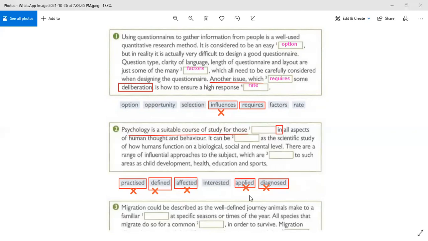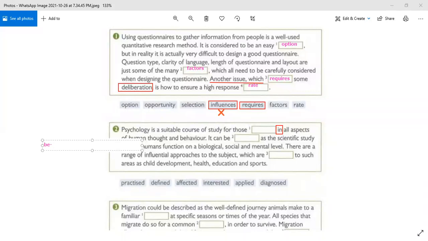Okay, now let's have a look at the second. Second gap. It can be dash. Now, there is a grammar point: be. So what type of verb form do we expect after be? Who can tell me? Fazle Rabbi, tell me. What type of verb comes after be?